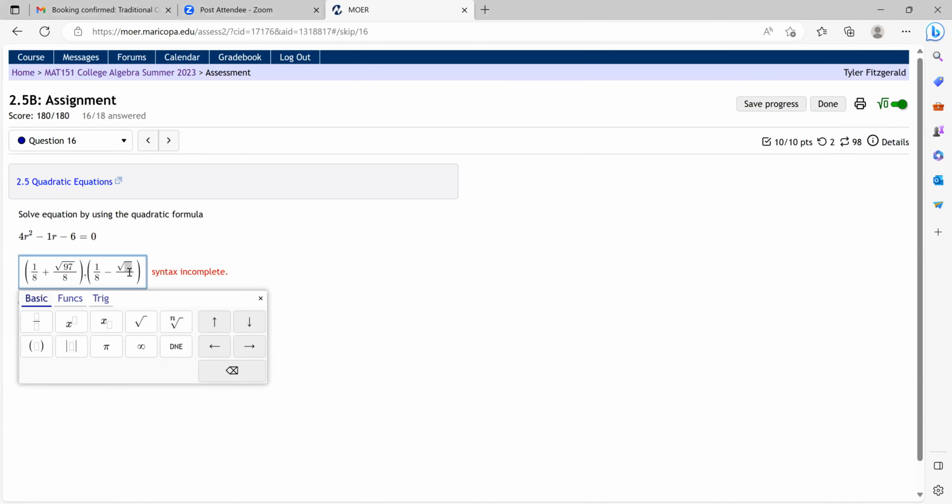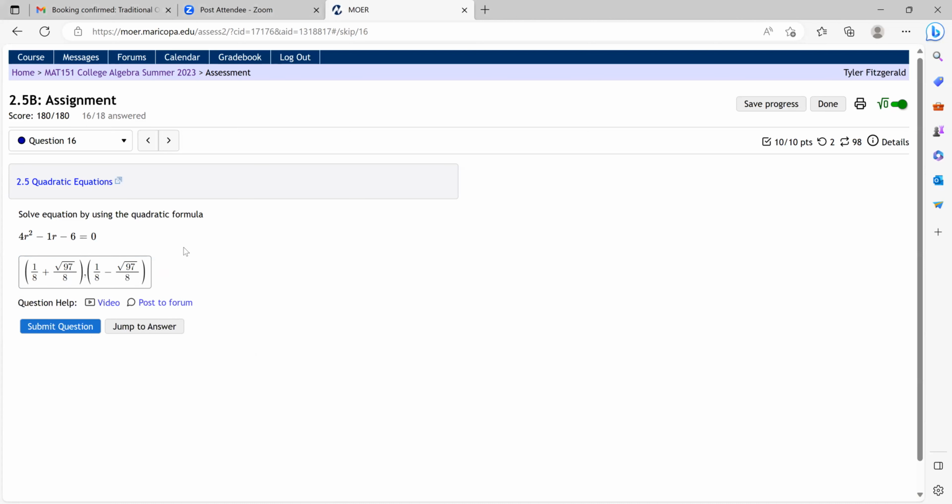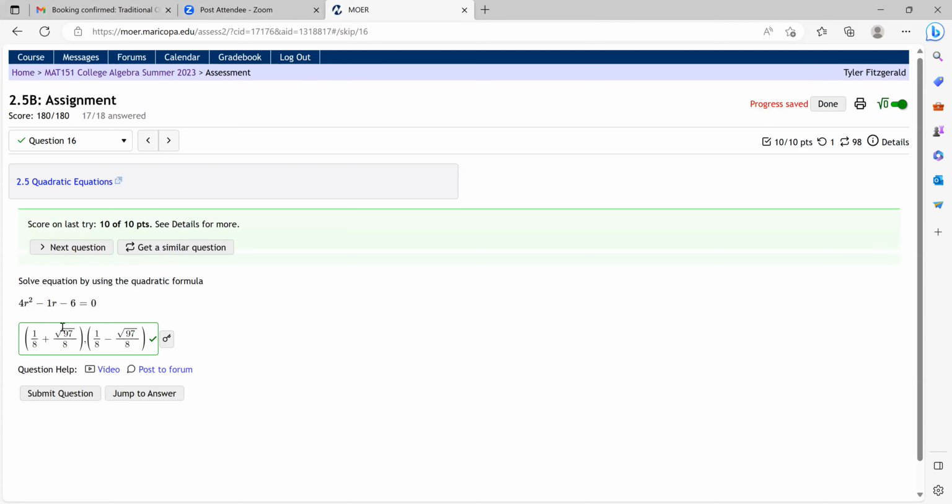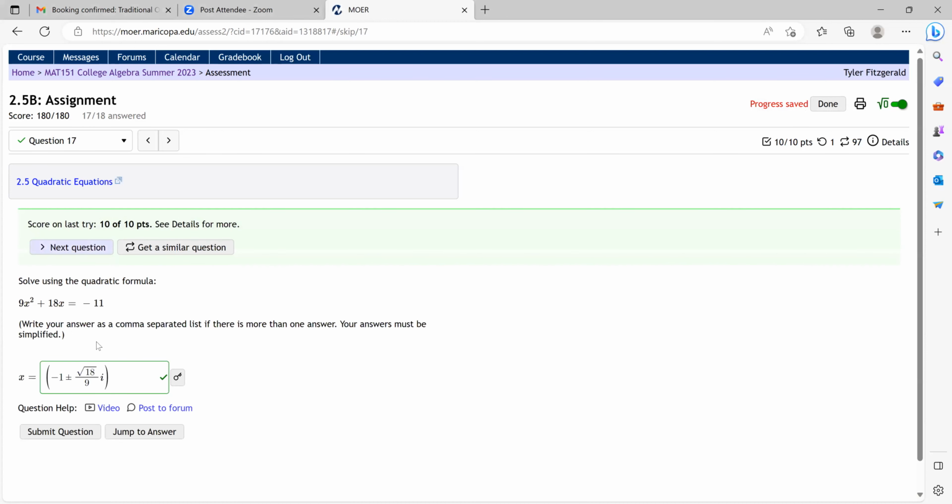I'm pretty sure this one's pretty straightforward. Over 8. I mean, the parentheses are not needed, but they're okay as is. I mean, it'll take it. Okay. Bada bing. Let's get into some of a little bit more intense stuff, which are going to be these ones.